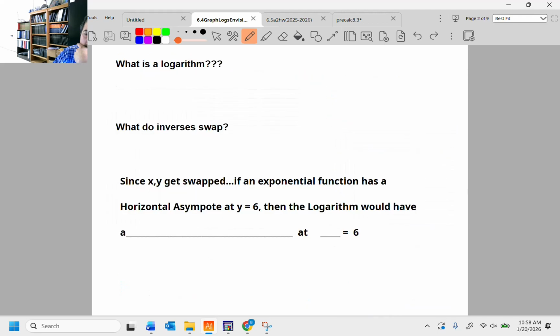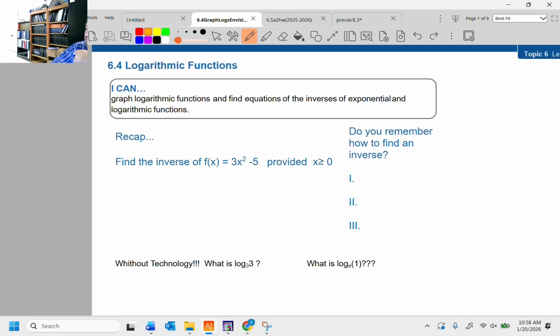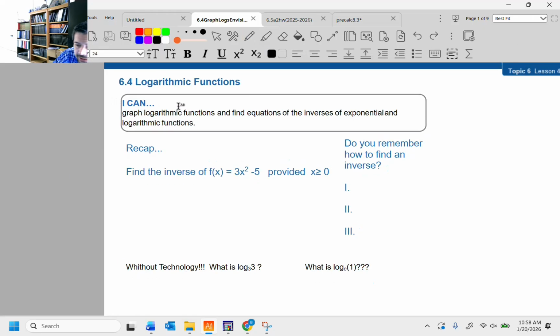Okie dokie, we got the 6.4 lesson, logarithm functions. This is about the graphs. Our recap here is about finding an inverse. Now, if you don't remember how to find an inverse, well, here's your steps.